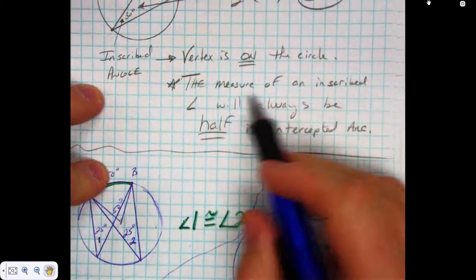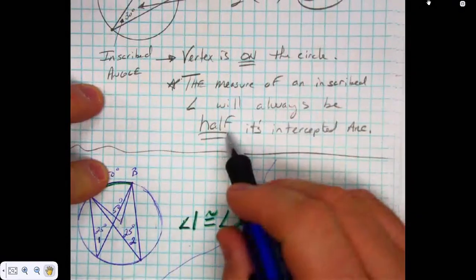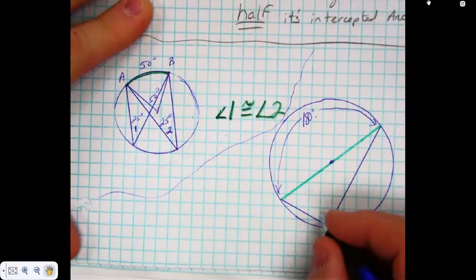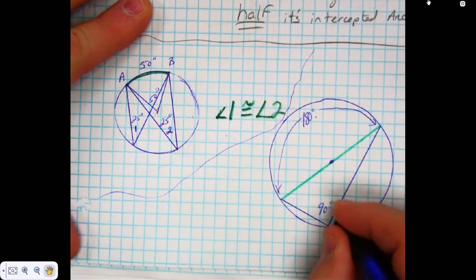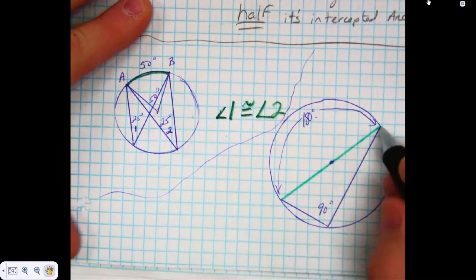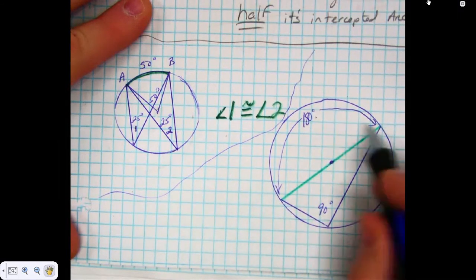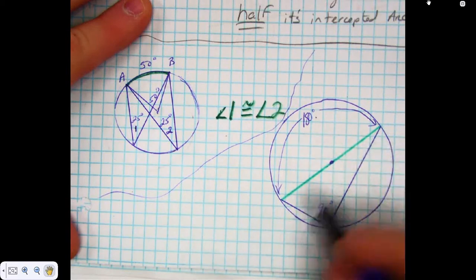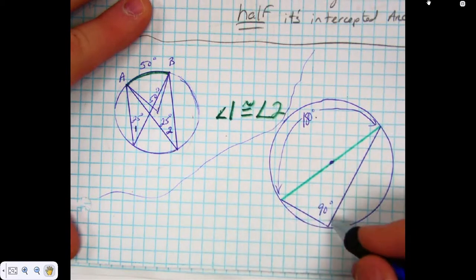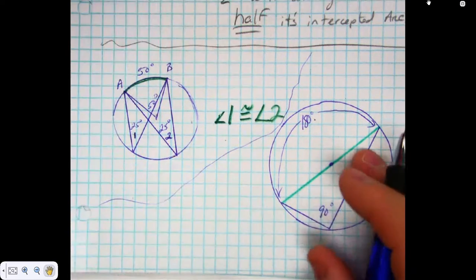And what do we say here? The measure of an inscribed angle will always be half its intercepted arc. So what does that make this one? Very good. This is a theorem, but does it really need to be? What do you know each semicircle's arc is always going to be? If this is a diameter, it's always going to be 180. Well, if it intercepts that arc, then it's got to be half of 180. It's got to be 90.